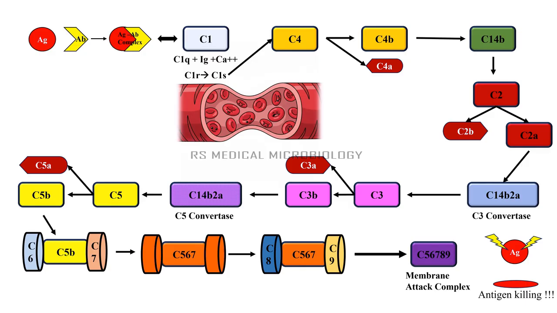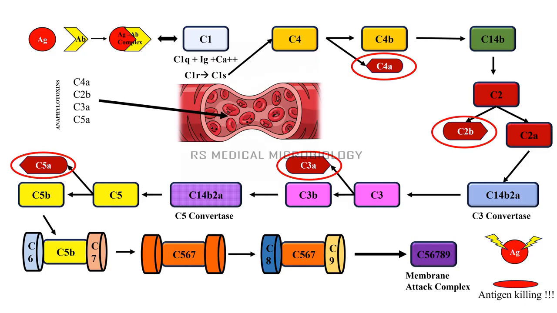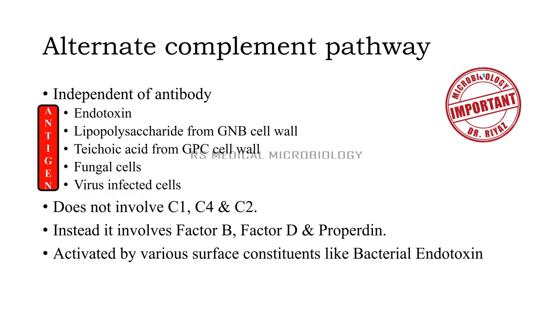Now the smaller molecules, you have the C4A, C2B, C3A and C5A. These are all anaphylatoxins which will enter the bloodstream. So this was basically the classical complement pathway. Now we'll continue with the new one, which is the alternate complement pathway. Now this pathway is completely independent of an antibody.